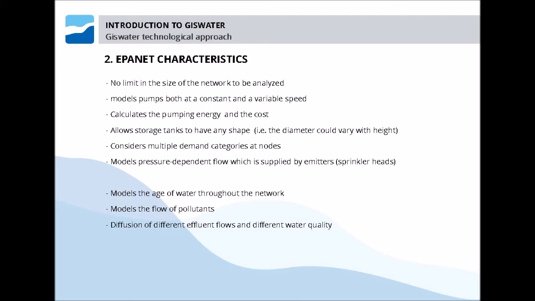It can consider multiple categories and multiple demands in the demand nodes, besides modeling pressure-dependent consumption through emitters. These can be sprinklers or fire hydrants. EPANET incorporates in addition a very robust and trustworthy water quality model that allows us to evaluate, for example, the age of water throughout the network or to model the reactions within the fluid or at the pipe wall. This will allow us traceability of pollutants and to know the degree of involvement of different water sources with different qualities and how they can interact with our system.